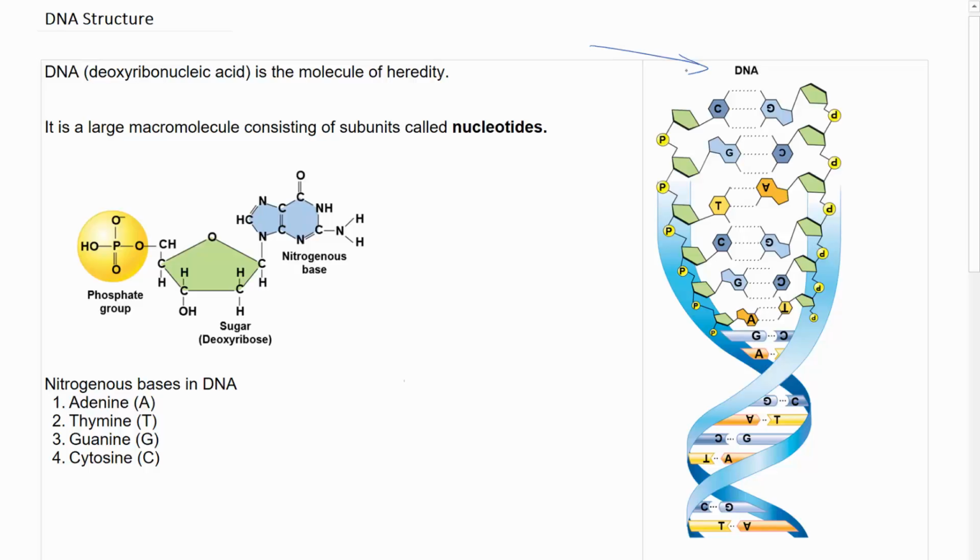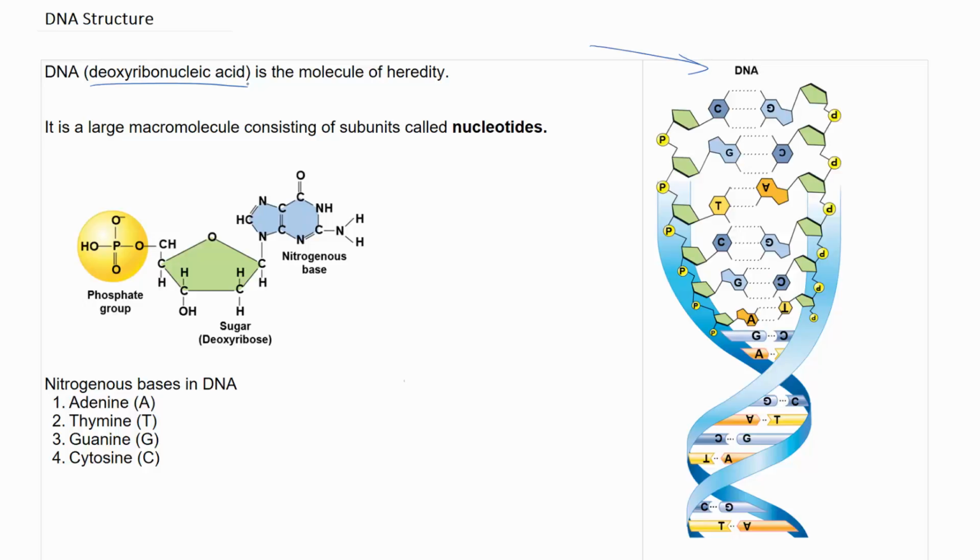This molecule on the right is one of the most recognizable and important biological molecules. It is of course DNA, which is short for deoxyribonucleic acid. This is an important molecule because it's the molecule of heredity. It's inside the cell of every living organism and passes genetic information from one generation to the next.